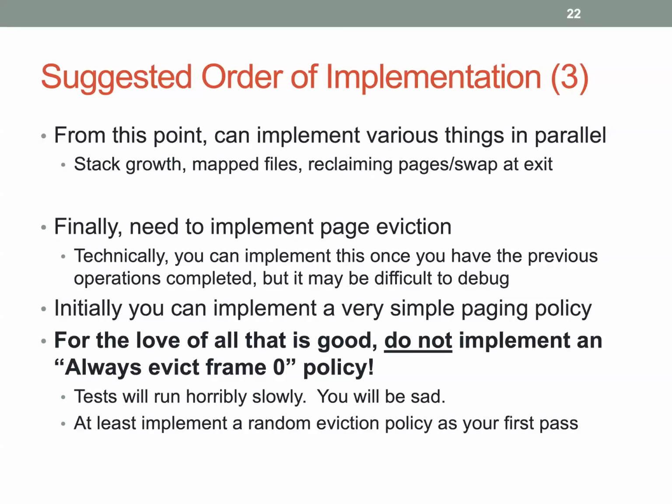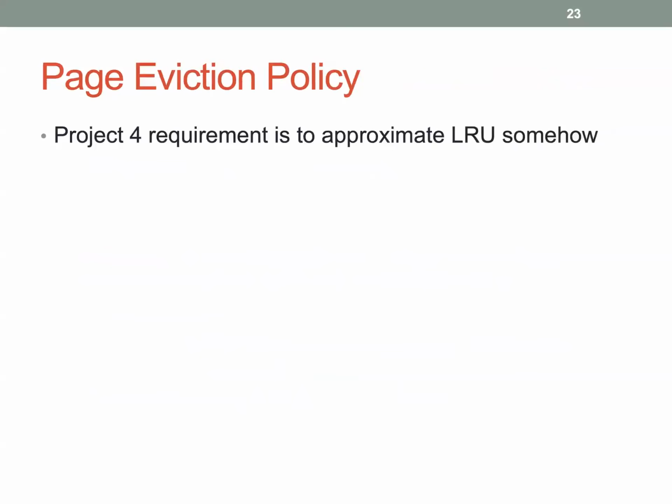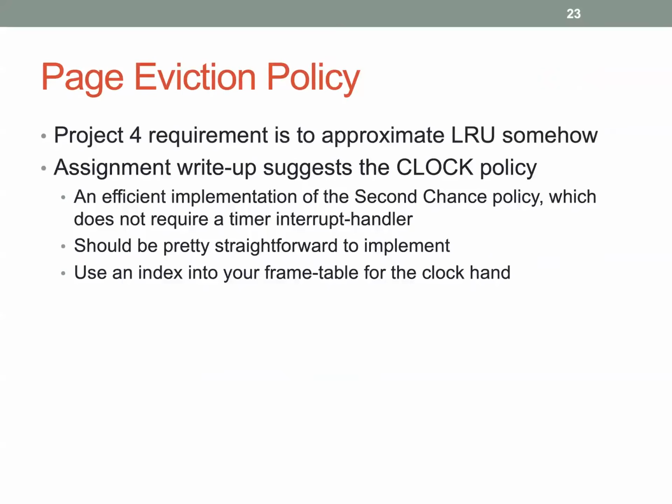Why not just go ahead and implement clock, or the first parts of clock, so that you can carry on from there? So you have to approximate LRU somehow, and clock is what is suggested. And the beauty of clock is you don't need to use any kind of timer interrupt for clock. So what you should do is just start with an index, which is the clock hand, and move your clock hand through the frame table. You can start it at frame table entry 0, and when you need to evict, you can go ahead and advance it and look to see if that frame table entry is available.